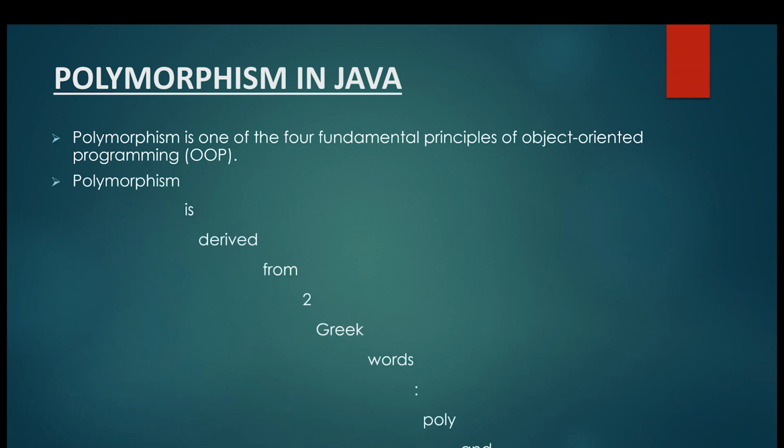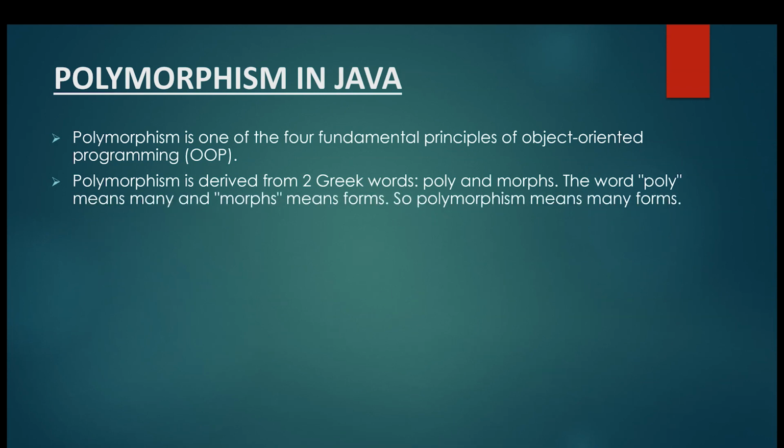Okay. The second point about polymorphism in Java is that polymorphism is derived from two Greek words, poly and morph. Some people say it is derived from two different words called poly and morphism. So poly means many and morphism means behavior. And if you make it poly plus morph, morph means form. Form is kind of behavior only, right? So polymorphism means many forms or many behavior.